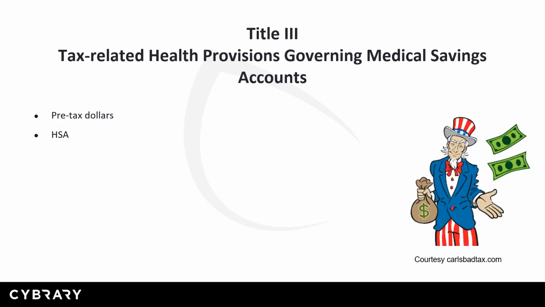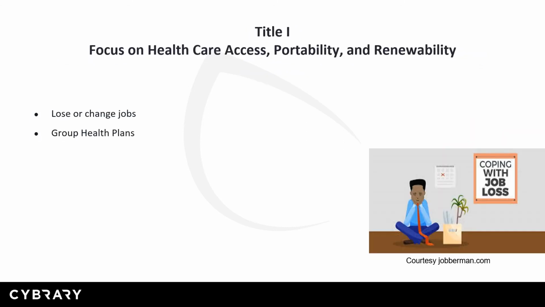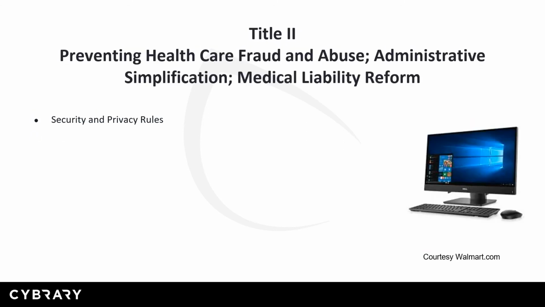Then we have Title III, so that's where we start talking about. And then we have Title II, so this is where we established the protection for your personally identifiable information, your protected health information. So essentially this title set the criminal and civil penalties as well. So of course the security and privacy rules, and we'll talk about those a little more in just a little bit, but it also set specific civil and criminal penalties for any violations of that.